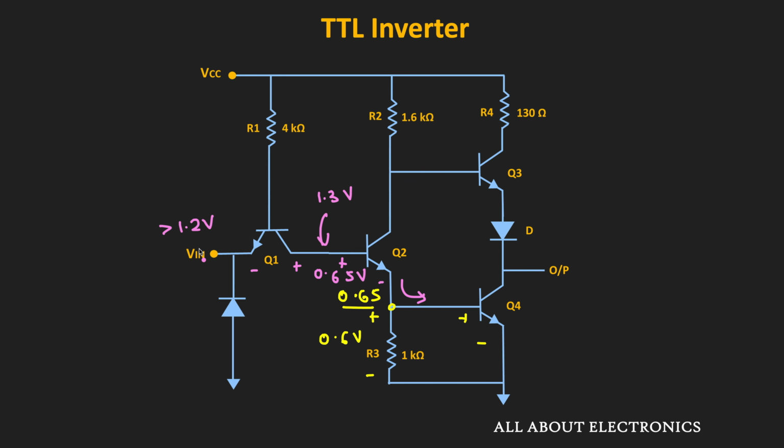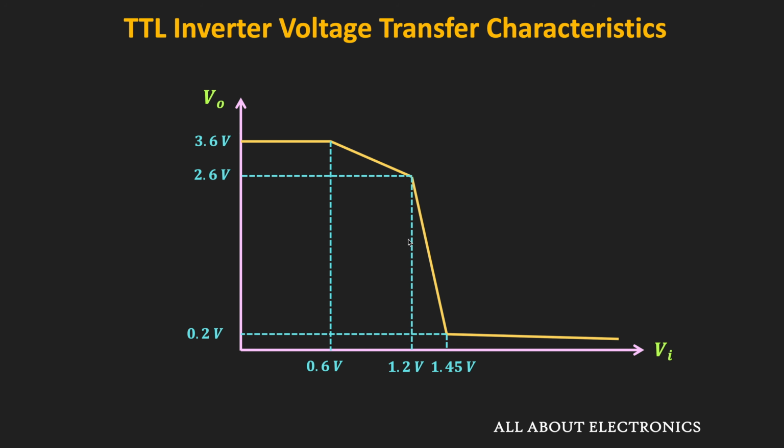So further, if we increase this input voltage, then effectively the voltage appearing at the base of the Q2 will increase. And due to that, the base current as well as the collector current of the Q2 will increase. And due to that, now the drop across the resistor R2 will further increase. And due to that drop, the voltage appearing at the base of the Q3 will further reduce. Or effectively we can say that now the output voltage will fall more sharply. So due to that, here we are seeing the sharp fall.